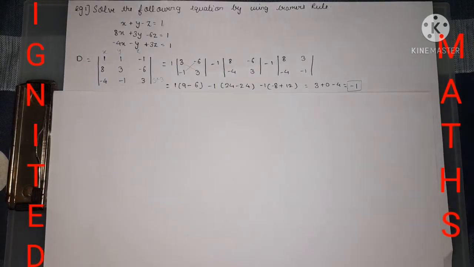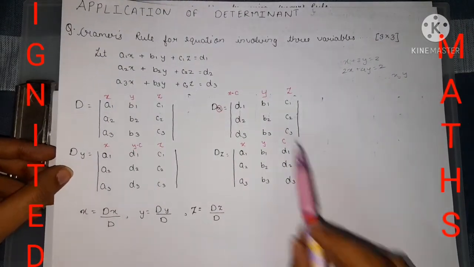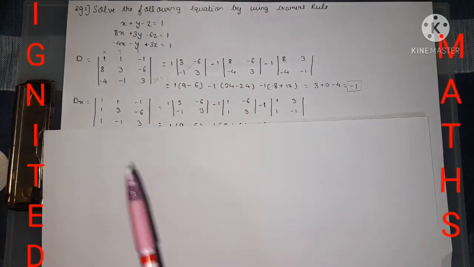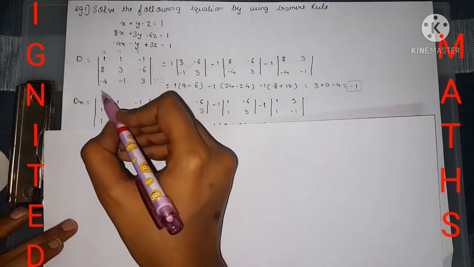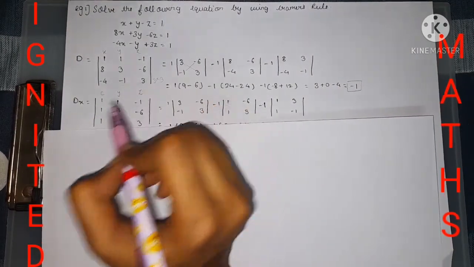Now again we need to find the determinants dx, dy, and dz. Let's start with the dx value. The dx value says don't take the x term. In place of x, write the constant term. In place of y, keep y as it is. In place of z, keep z as it is.